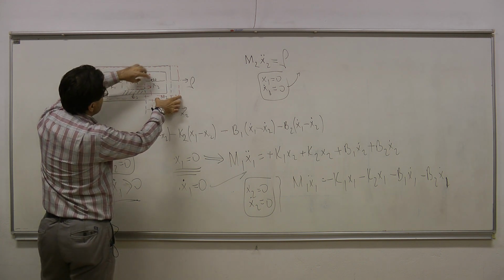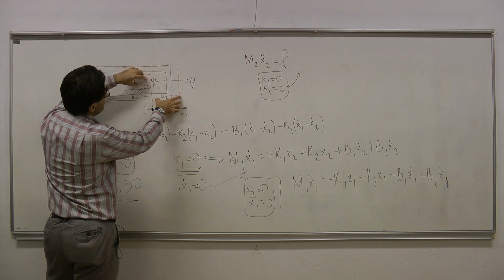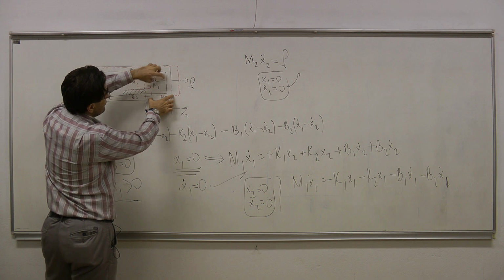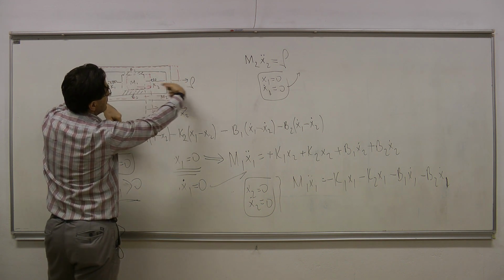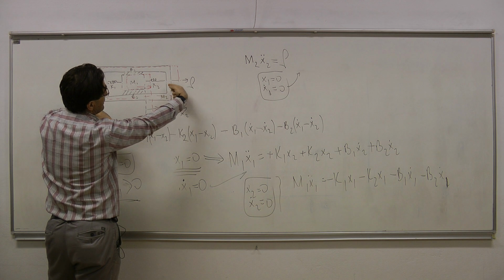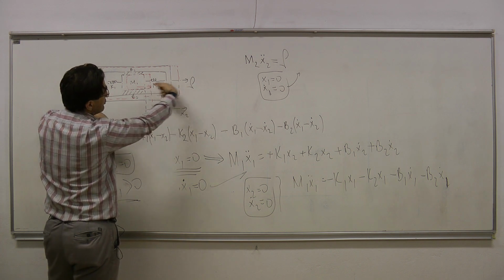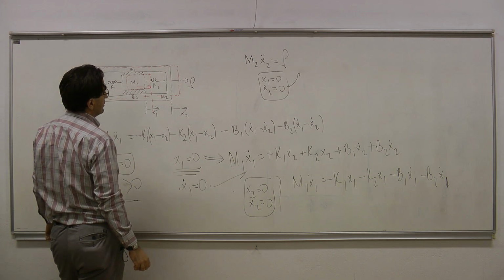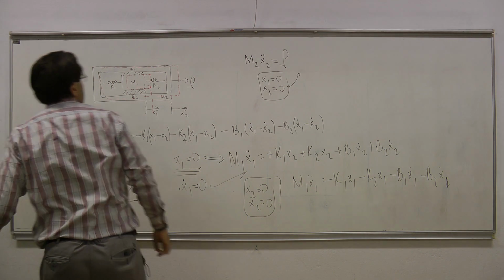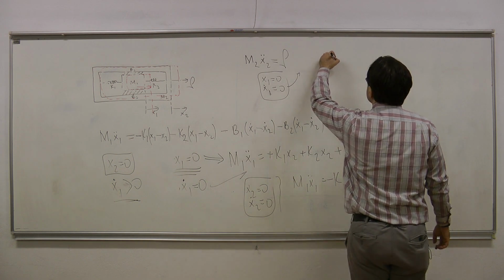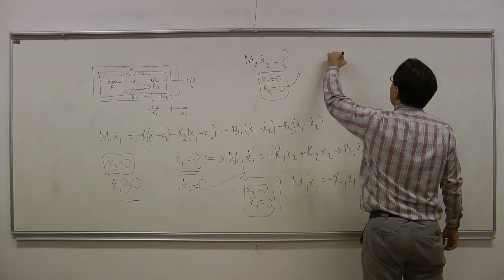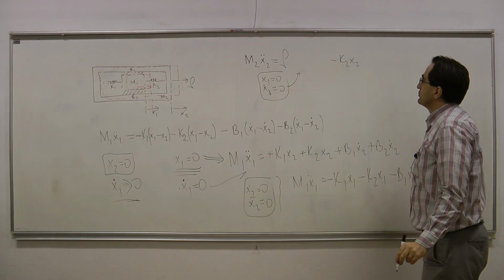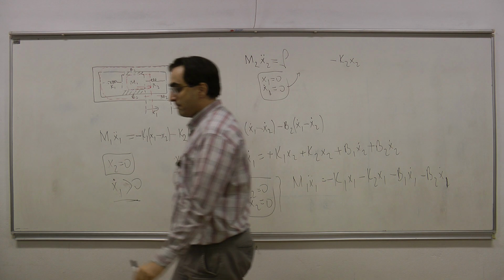In that case, this spring is going to be expanded, and since M1 is fixed, this spring is going to pull M2 towards the left. Towards the left means that it is the opposite direction of increasing X2. Therefore, the force applied by K2 onto M2 would be minus K2 X2.